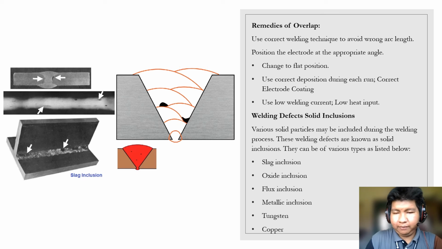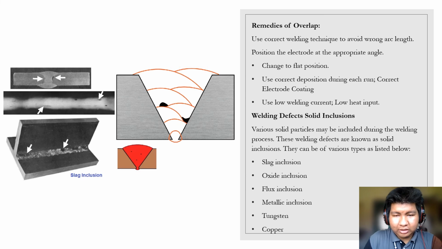Remedies of overlap. Use correct welding technique to avoid wrong arc length. Position the electrode at the appropriate angle. Change to the flat position. Use correct deposition during each run. Use the correct electrode coating. Use low welding current and or low heat input.